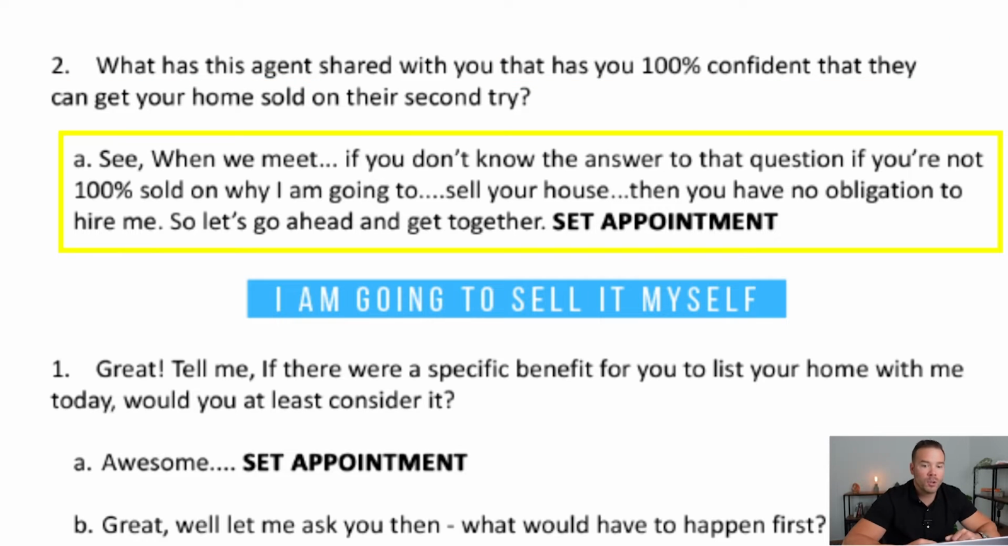See, when we meet, if you don't know the answer to that question, if you're not 100% sold on why I'm going to sell your house, then you have no obligation to hire me. So let's go ahead and get together. Set the appointment. So guys, that right there is one of the most common objections that you're going to get, that they just want to stay with the same agent. Sellers want to do what's easy. Switching agents, now they got to interview them. They got to go through that whole process again, get new photos taken, get a new sign in the yard.